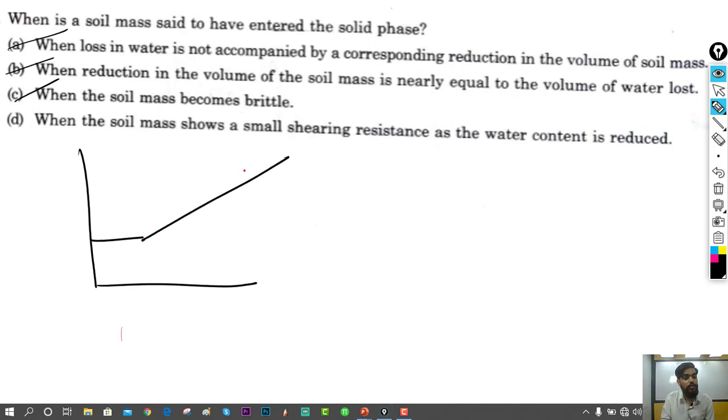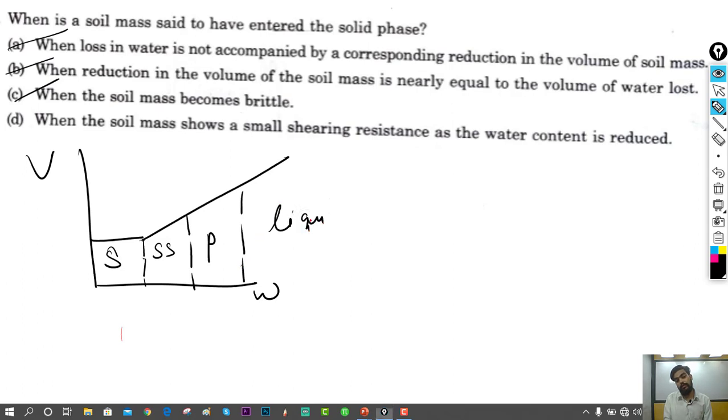We know that this is the Casagrande graph, and on the y-axis we draw volume and on the x-axis we draw water content. Just remember these limits. Whenever our soil is in this range, we can say that our soil is in the solid state, in this range it is in the semi-solid state, in this range it is in the plastic range, and whenever our soil crosses this range, we can say that our soil is in the liquid state.